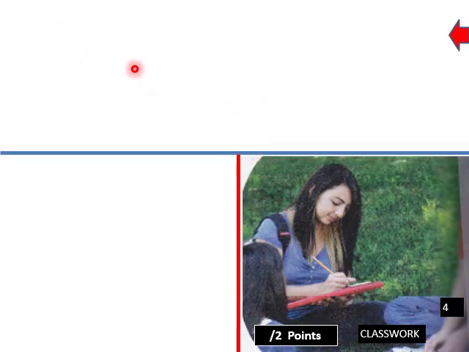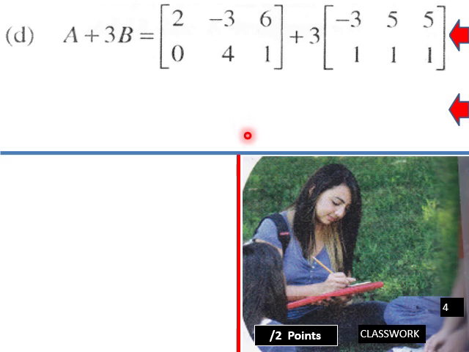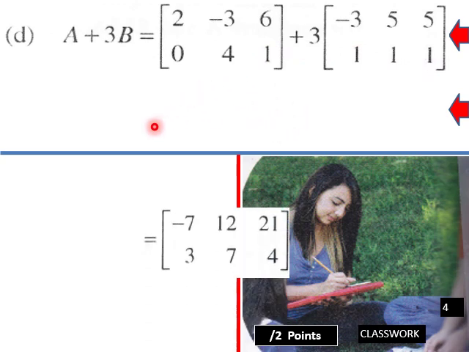Okay, part D of this solution is A plus 3B, which will equal, here's our A here, and then here's our B here, 3 times B. So when we add this and 3 times B, what do we get? We get negative 7, 12, 21, 3, 7, and 4. So 3 times this would be negative 9, 15, 15, 3, 3, and 3. So let's see, negative 9 and 2 is negative 7. 15 and negative 3 is 12. 15 and 6 will be 21. 3 and 0 will be 3. 3 and 4 is 7. And then 3 and 1 will be 4. So that's how you get that.